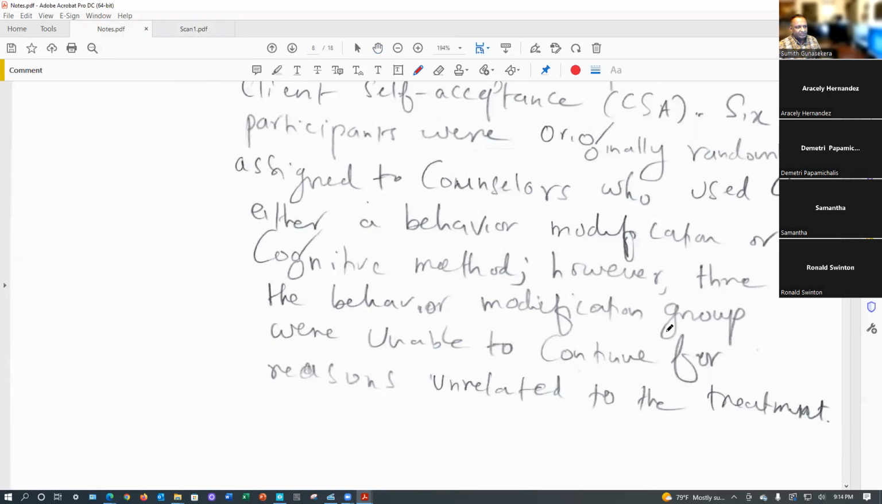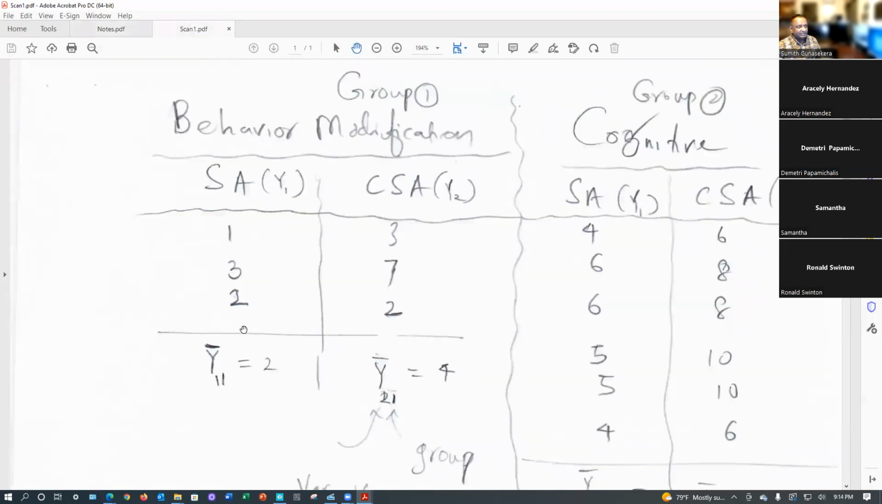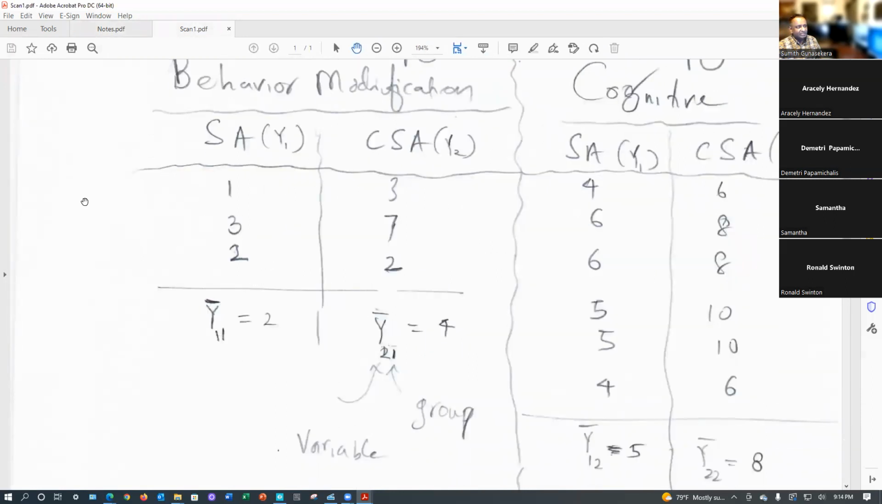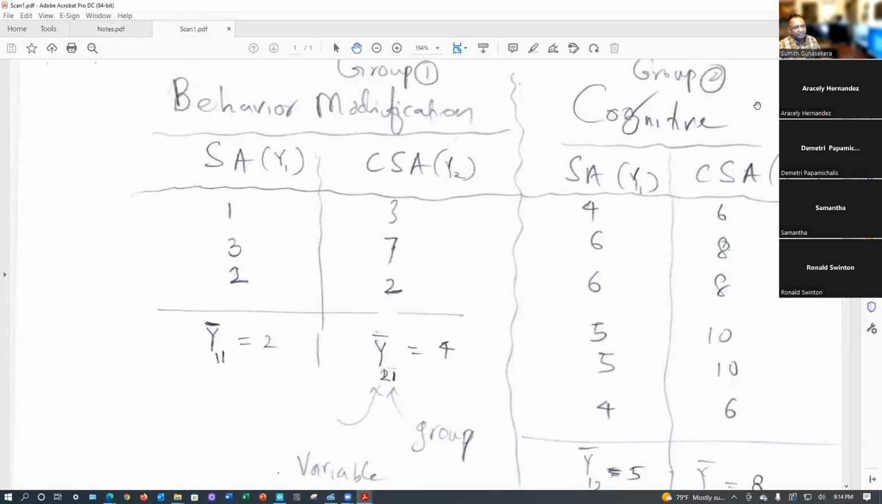Okay. See the modification. In one group, some people could not attend for some reason unrelated to the treatment. See this one here, only 3 individuals: first individual, second individual, third individual. Here, first one, second one, third one, fourth one, fifth one, sixth one. These are the two groups I'm trying to compare and contrast, and they both produce better results in that one.